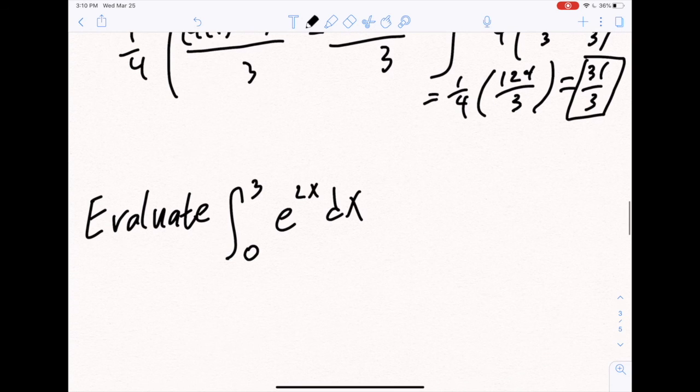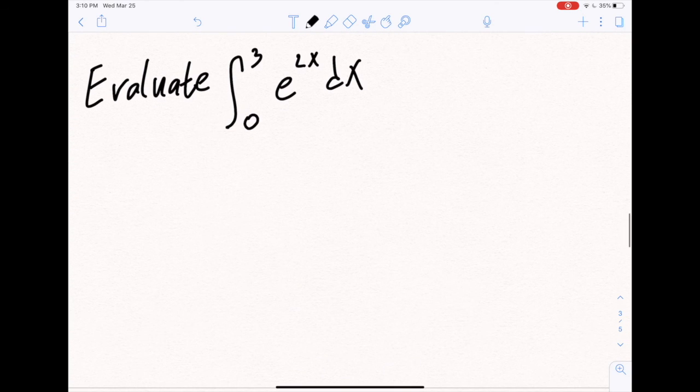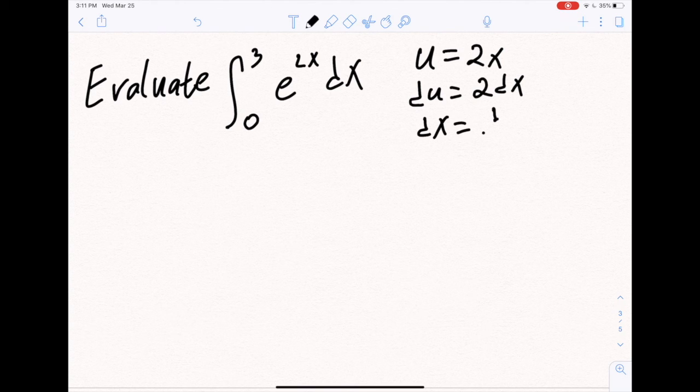All right, let's take a look at another example here. We want to evaluate the integral from 0 to 3 of e to the 2x power dx. As we recall, anytime you have something that's not strictly x in the exponent of an exponential, we need to use u substitution. So here we let u equal 2x, then du equals 2 dx. So then dx equals 1/2 du, and we make that substitution.